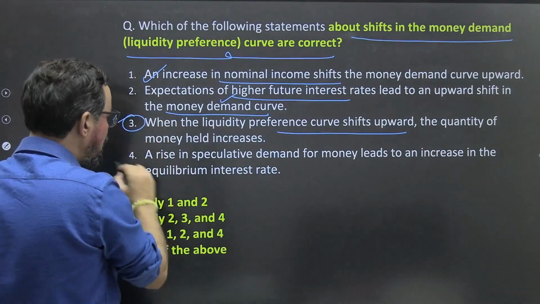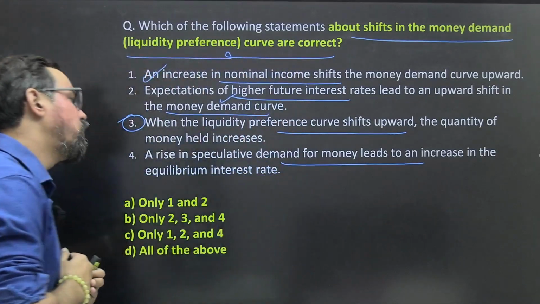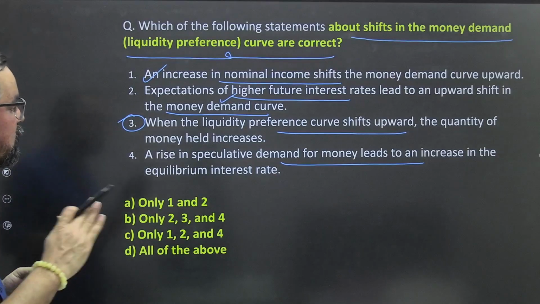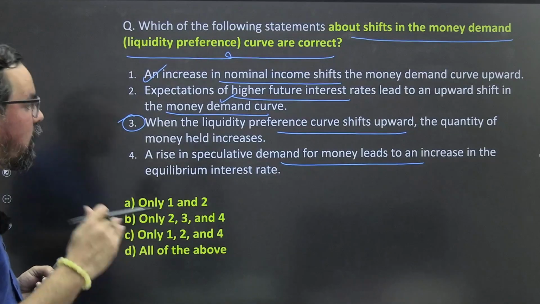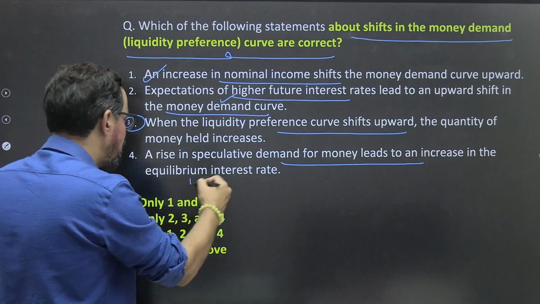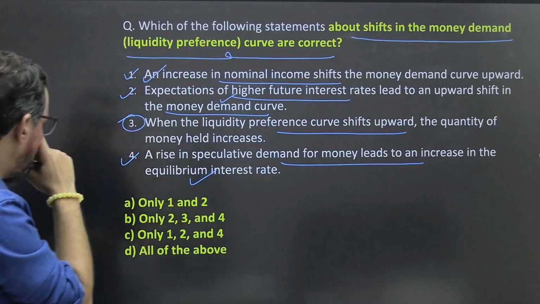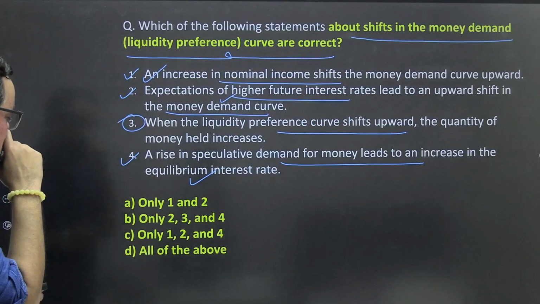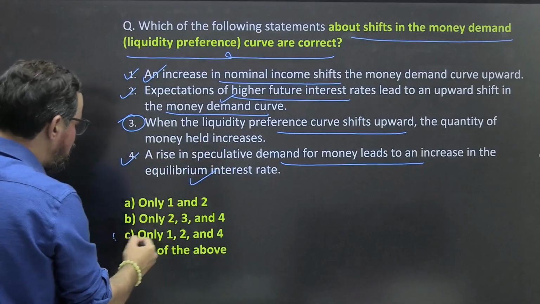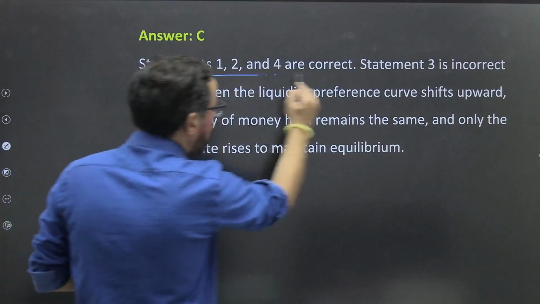This is not. And a rise in speculative demand for money leads to an increase in the equilibrium interest rate. So this will be correct. So 1, 2, 4 means option C should be the right answer for this particular one. Let's check this. Yes, so 1, 2, 4 are the correct ones.